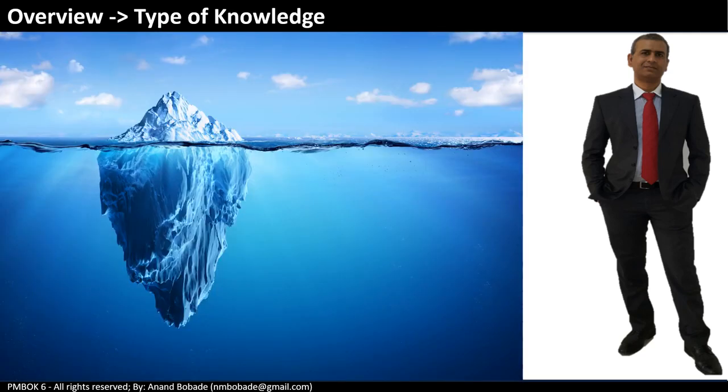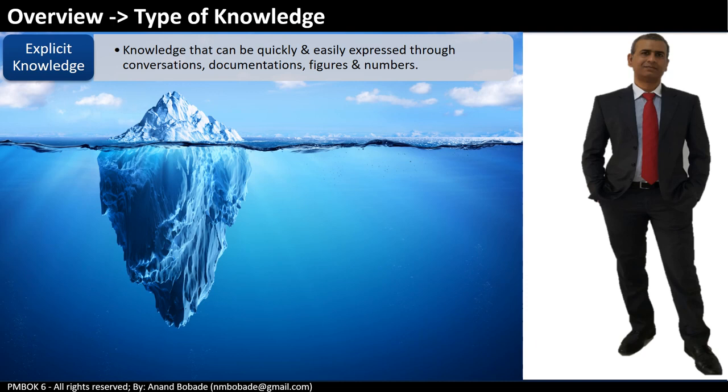There are 2 types of knowledge: explicit knowledge and tacit knowledge. Explicit knowledge is knowledge that can be quickly and easily expressed through conversation, documentation, figures, facts, and numbers. Example: the procedure to start or stop a machine.